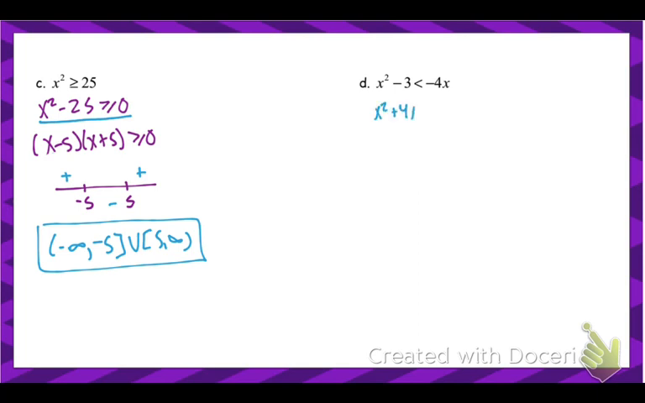x squared plus 4x minus 3. Now in this case, this is something that does not factor. Now if it was plus 3, then it would factor. But this one's not going to factor. So I'm going to use the quadratic formula or completing the square. It's up to you. We'll do x equals negative b plus or minus the square root of b squared minus 4ac, all over 2a. So I get negative 4 plus or minus, that's going to be 16 plus 12, which is 28.